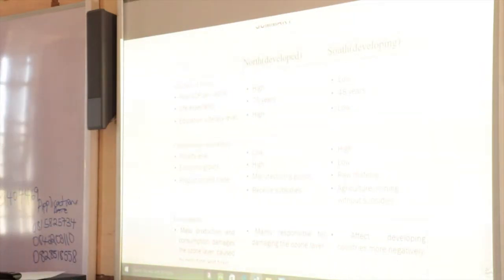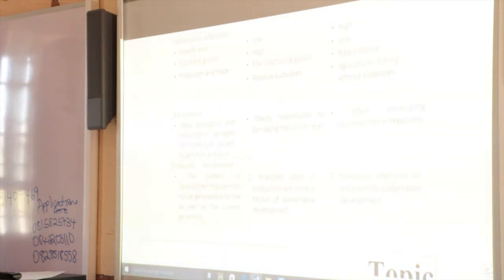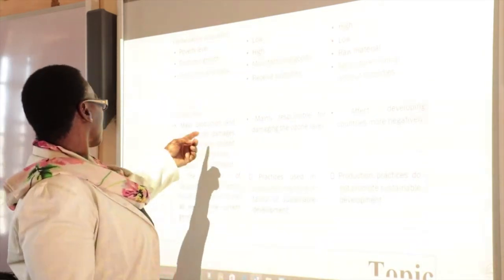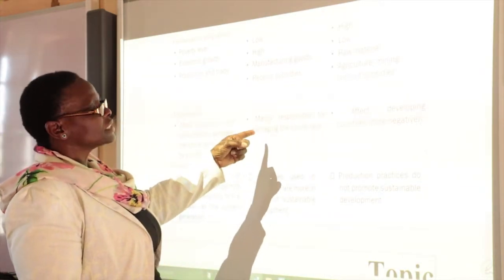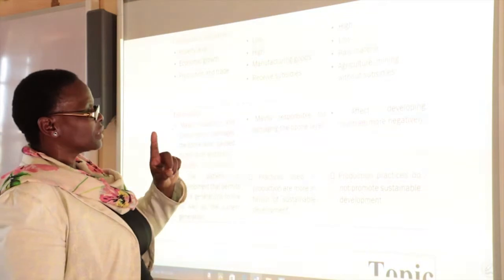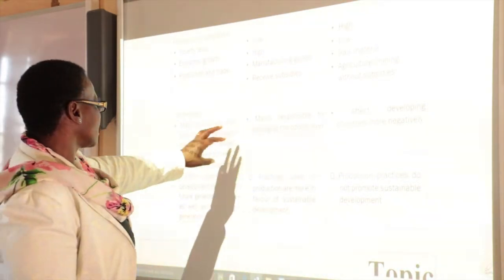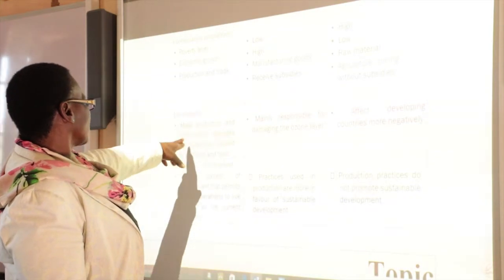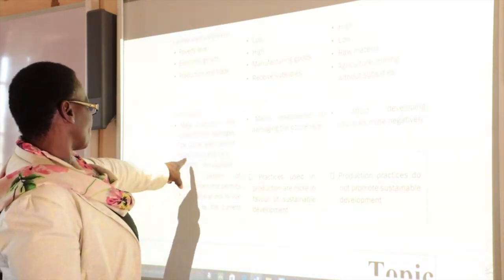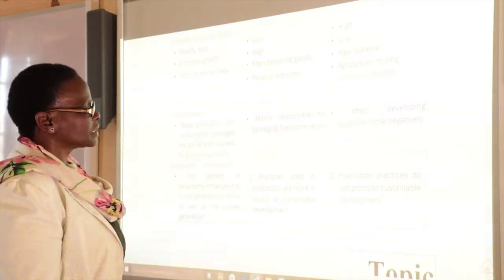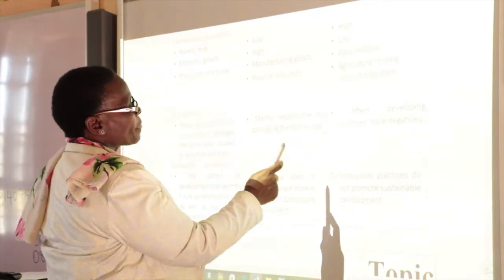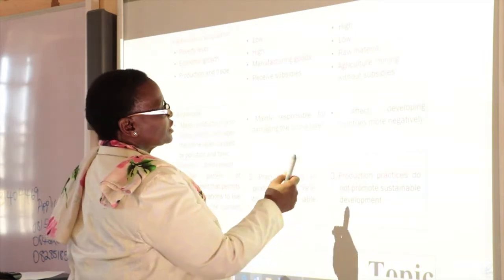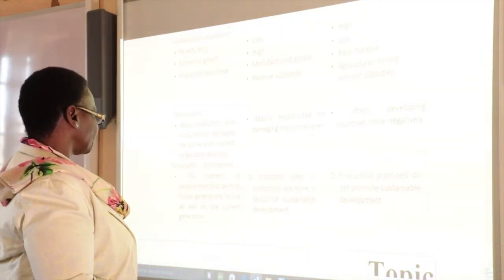Then lastly, we compare them in terms of the environment. Mass production and consumption damages the ozone layer, which makes the countries in the north responsible for damaging the ozone layer because they are highly industrialized. So mass production and consumption damages the ozone layer caused by pollution and toxic substances. So the developed countries are mainly responsible for damaging the ozone layer, and the developing countries are affected more negatively.